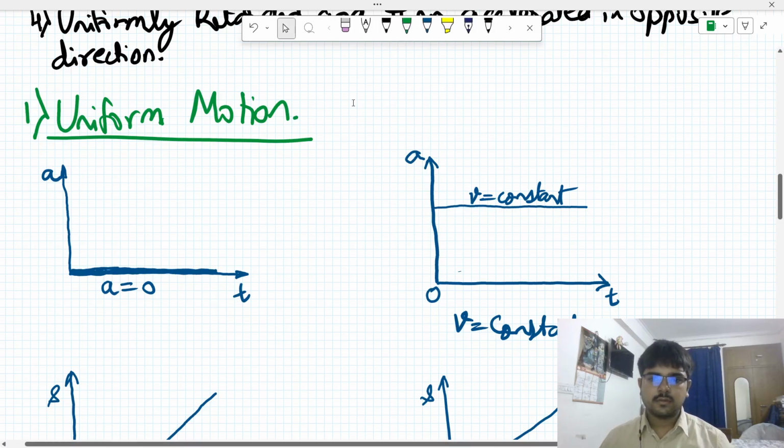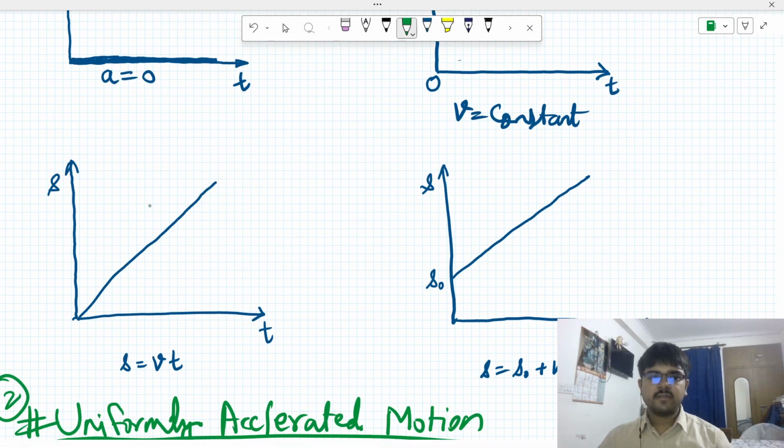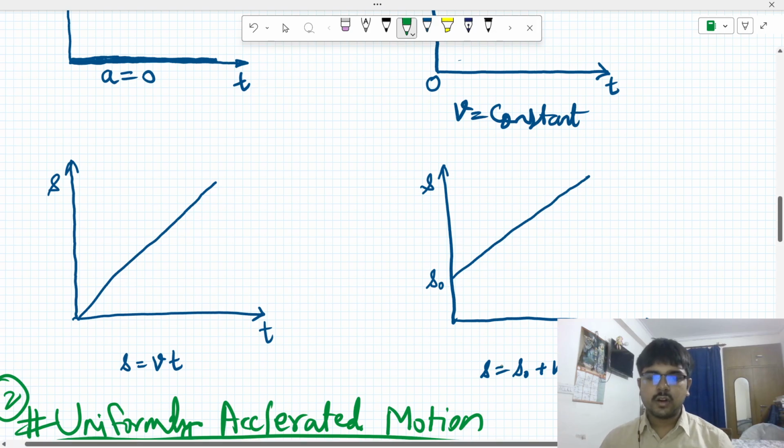Now in the displacement-time graph, in uniform motion we have a straight line, that is a linear line. If some displacement was already traveled beforehand, then displacement is equal to s naught plus vt, where s naught is the value of the displacement already traveled.